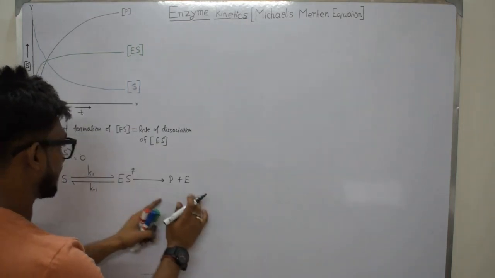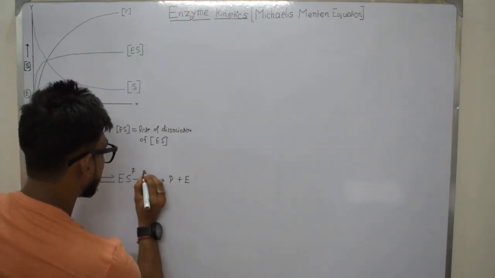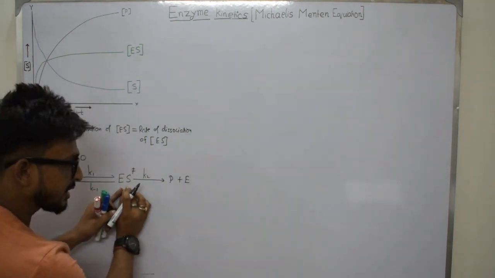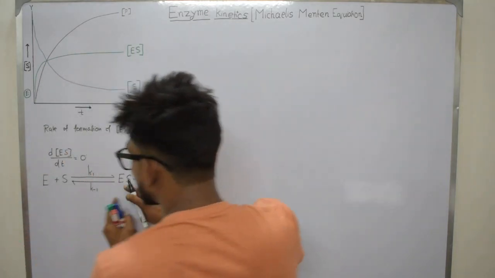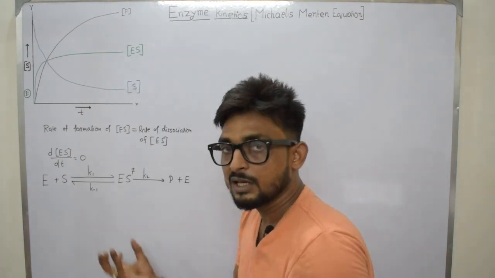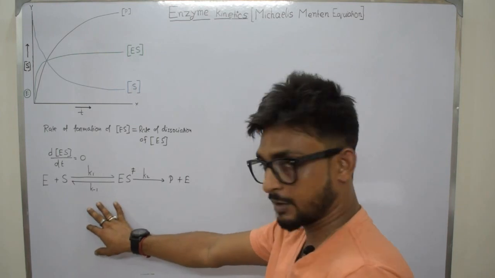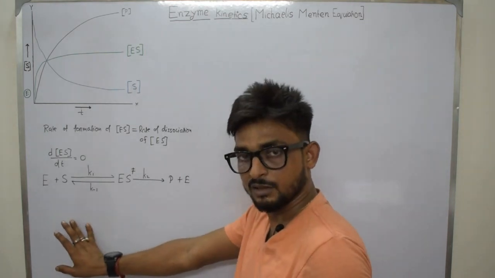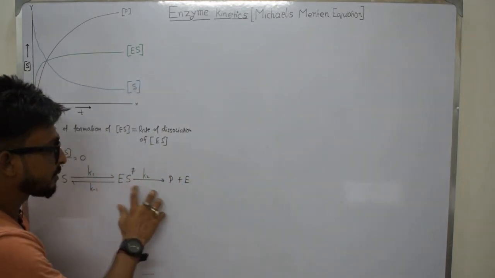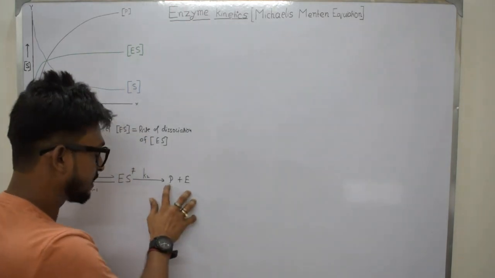In this direction the enzyme is also dissociated. Here the product is formed and the rate of this reaction is k2. So if we go in this direction and in this direction, in both directions we are dissociating the enzyme substrate complex. On this side we dissociate it into the enzyme and substrate separately, and on this side we break down the enzyme substrate complex into the product and the enzyme.